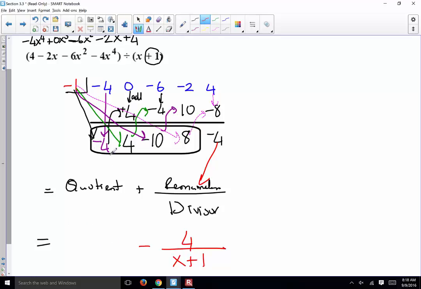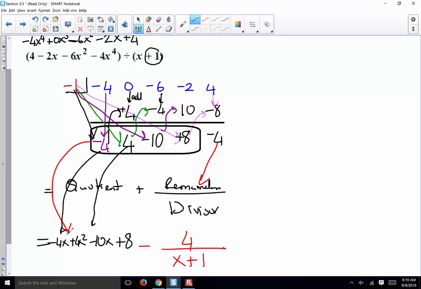So what is the quotient? Start from the end. It's 8, plus 8. What is the number before that? And the number before? Positive x squared and negative 4x cubed. Okay?